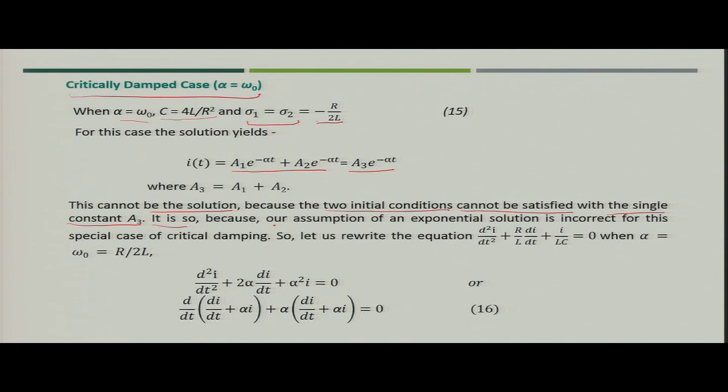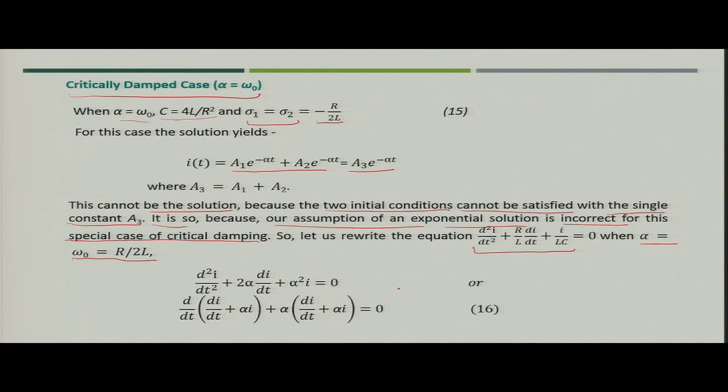So, why did it happen? Because our initial assumption of an exponential solution is incorrect for this particular case of critical damping. So, now what will we do? Let us rewrite the equation, that is d2i by dt2 plus R by L di by dt plus i by LC equal to 0, where we will say alpha is equal to omega naught is equal to R by 2L.